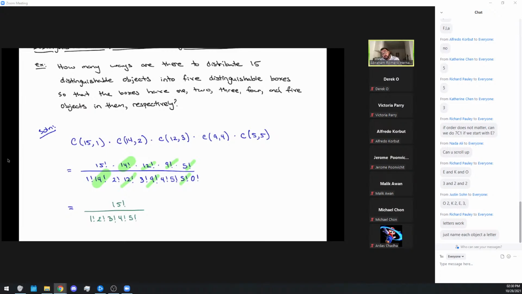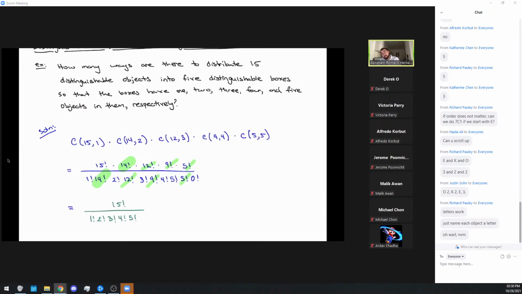Just name each object a letter. Yeah, you see what I'm saying? You run into that problem. I know what you're trying to say, because that's literally what I was trying to say. But we run into that scenario because they have to be distinguishable.